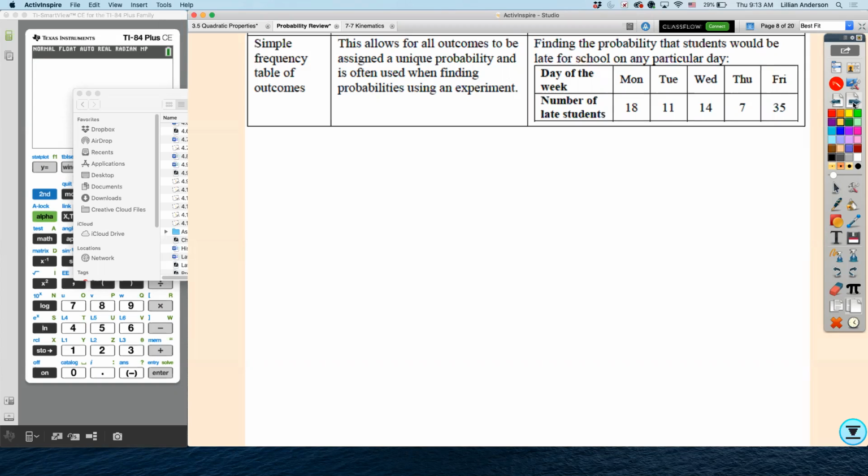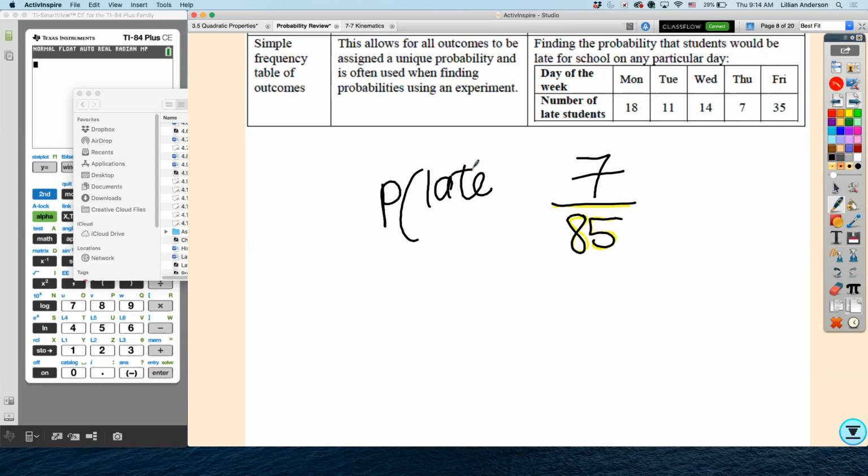How would I find it? You add them up. What'd you say? 85. So that would be our denominator. That would represent my total number of late students. So what if I ask you, what's the probability that a student is late on Thursday? 7 out of 85. 7 out of 85 would represent late on Thursday.